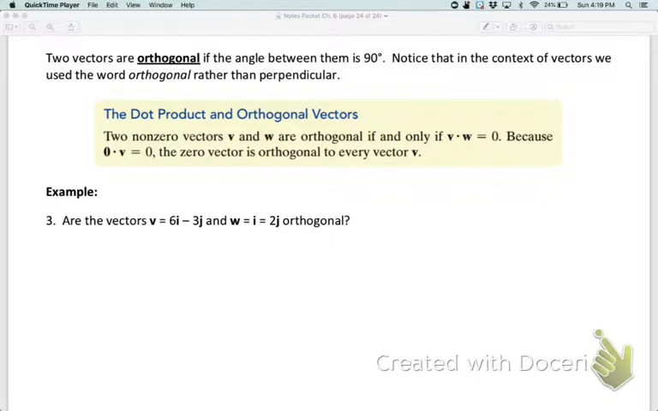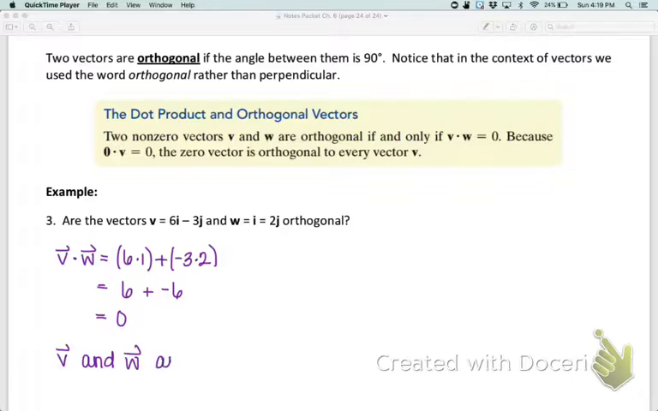So for the final example here, we want to know, are these two vectors orthogonal, v and w? So what we want to do is we want to check their dot product. So we want to look at v times w, which is going to be 6 times 1 plus negative 3 times 2. And you can kind of see what's going to happen here already. 6 plus negative 6 equals 0. So that means that we can conclude that v and w are orthogonal.